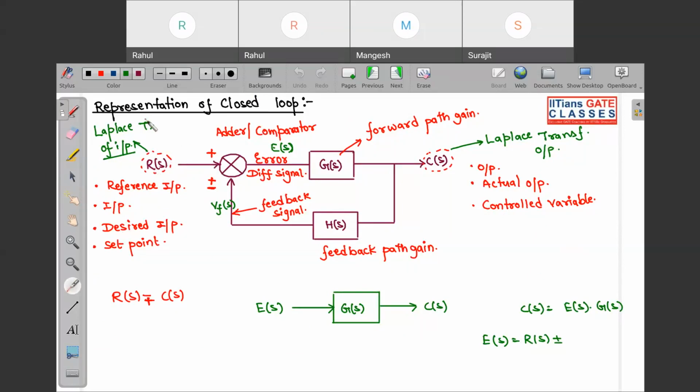So look over here. This is the representation of closed loop. It's okay, Surjit, you can mute yourself. Since your voice is breaking, there is no need to speak, you can just type in the chat box.